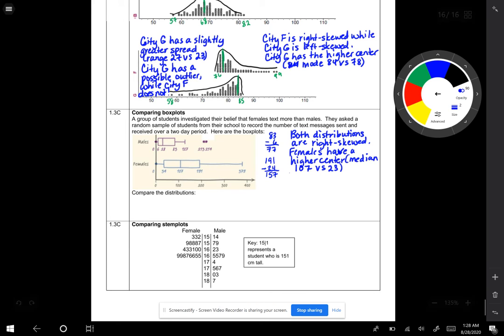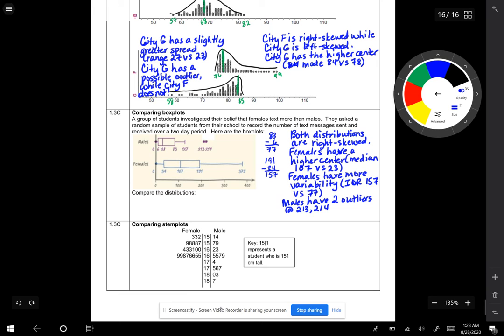Females have more variability. IQR 157 versus 77. And lastly, males have 2 outliers at 213, 214, while females have none.